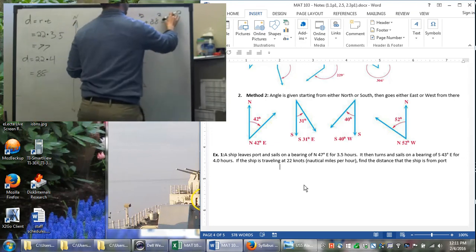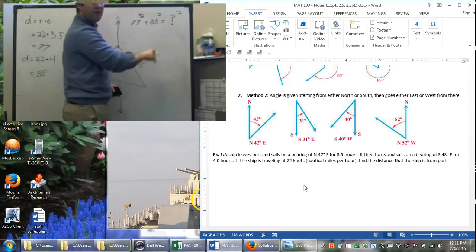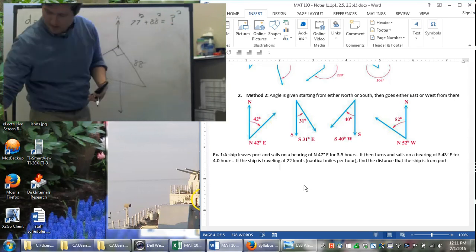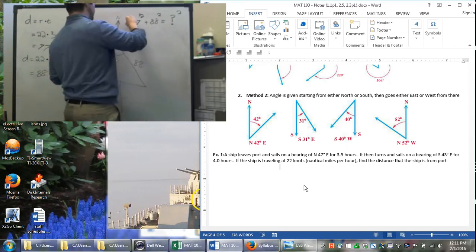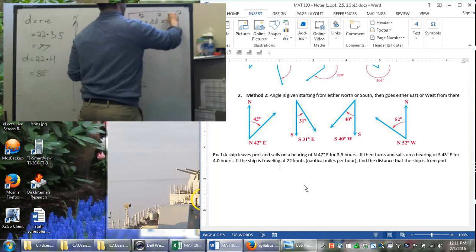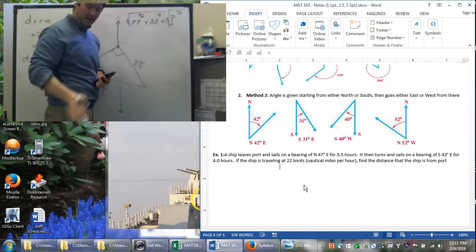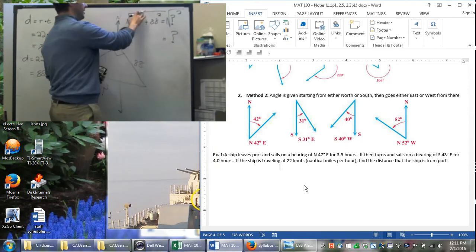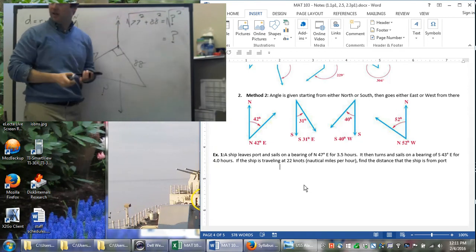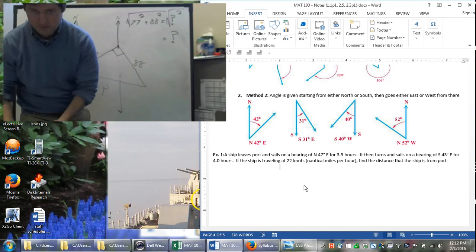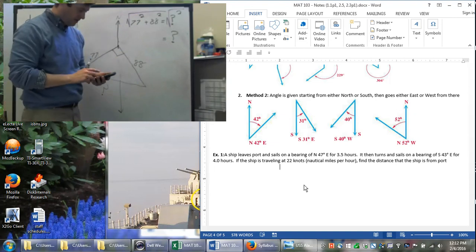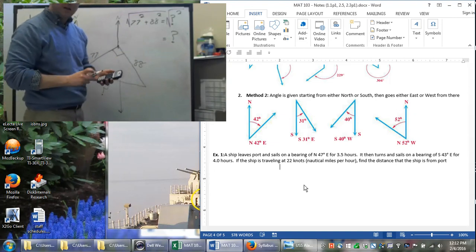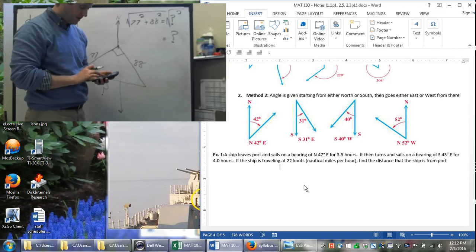And then they ask us, how far is this thing from port? So there's our port. That's just a terrible drawing. So the question is, how far have we gone there? What is that distance? And in order to do that, we've got a triangle. We need to find a right triangle in here that we can actually work with. In our case, it's going to be pretty simple.